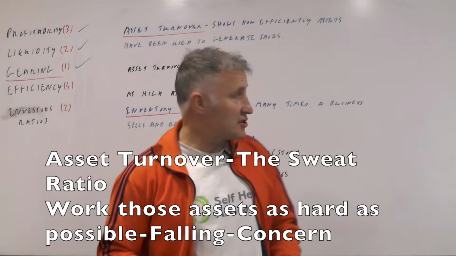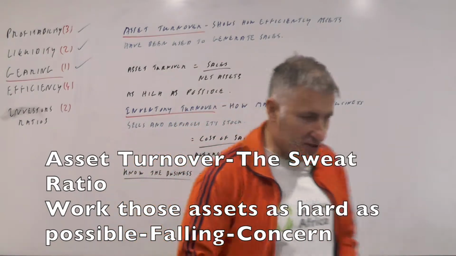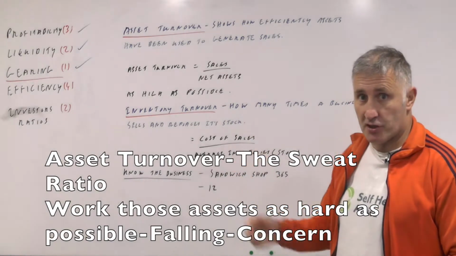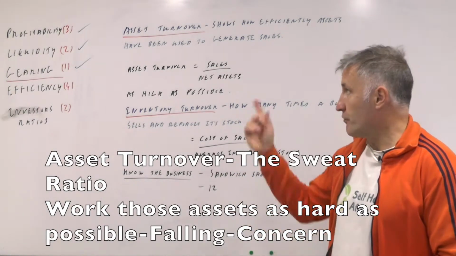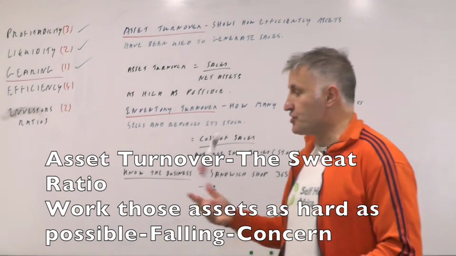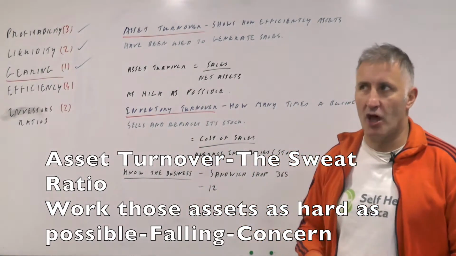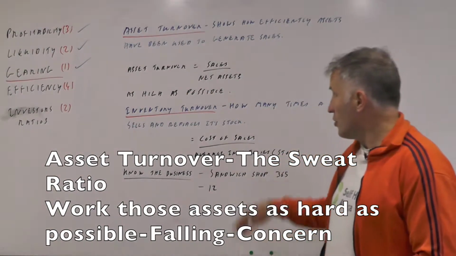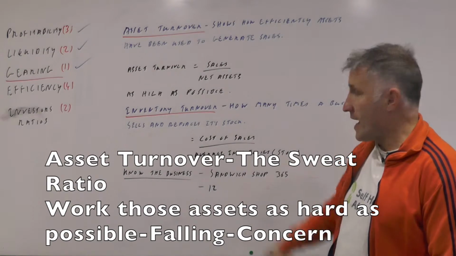Okay, this is lesson 21, and here we're looking at the efficiency ratios again. So we've done profitability: gross profit margin, net profit margin, return on capital employed. We've done liquidity: current ratio, acid test ratio. We've done gearing, which is called the gearing ratio. We've done efficiency, which is creditor days and debtor days. And now we're having a look at the efficiency ratios, which is asset turnover and stock turnover.